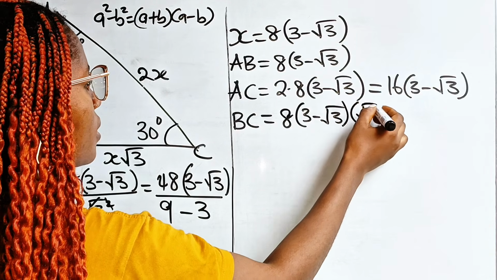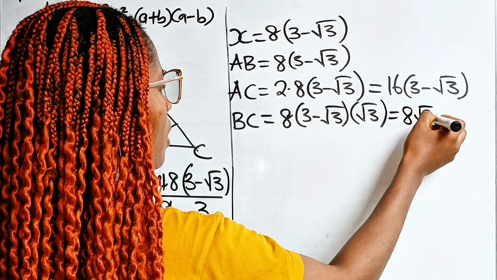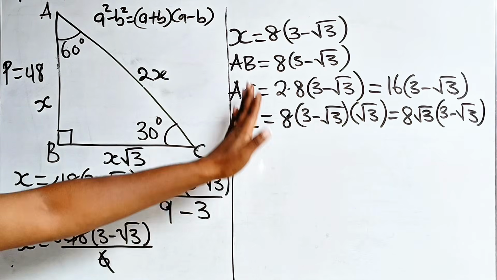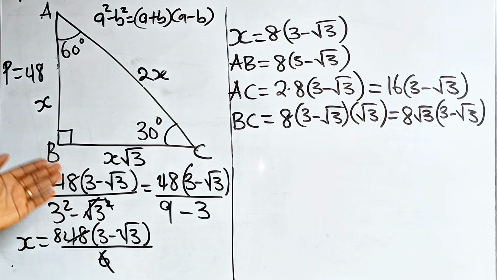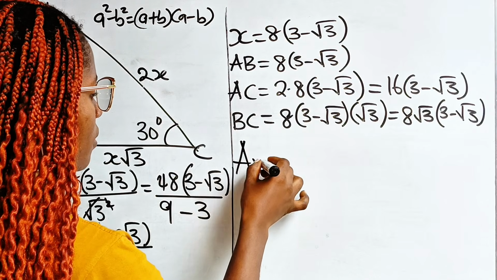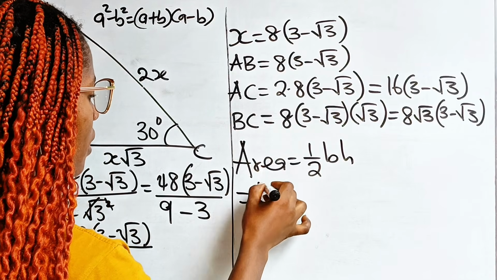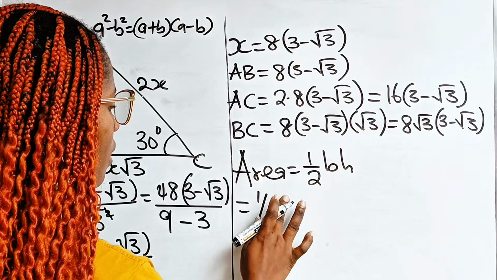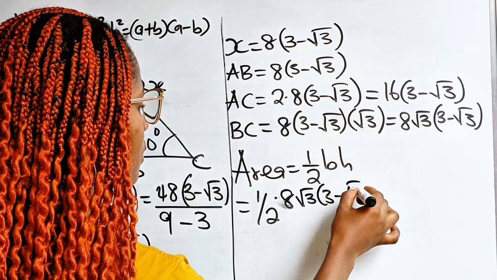multiplied by root 3. So 8 times root 3 will give us 8 root 3 bracket 3 minus root 3. All right, now this is what we have as our sides, the sides of the triangle. Now the next thing we are going to do is we are asked to find the area. Now area of a triangle is half base times height. So that will give us half. The base, which is BC, is this 8 root 3 bracket 3 minus root 3.